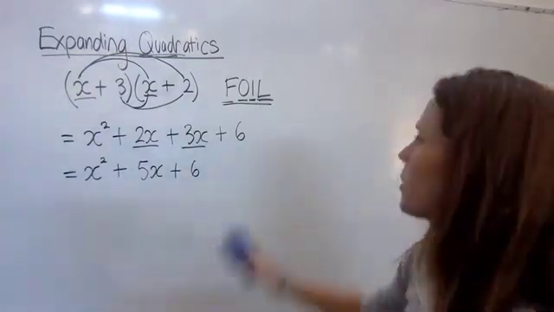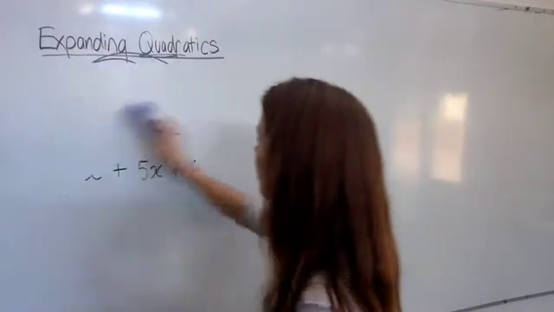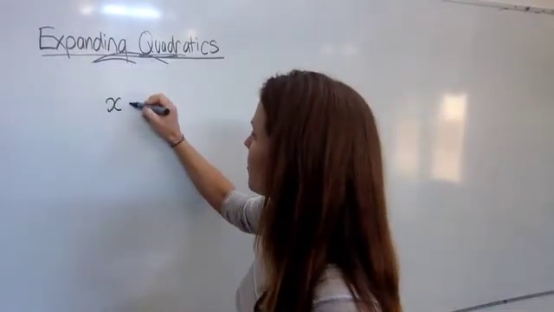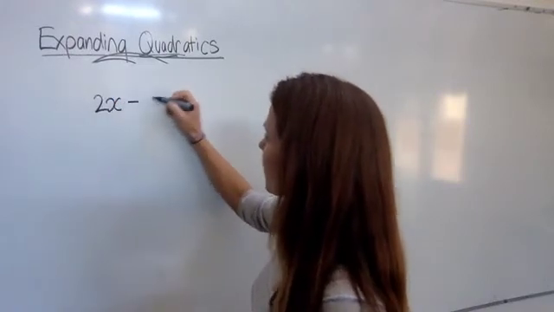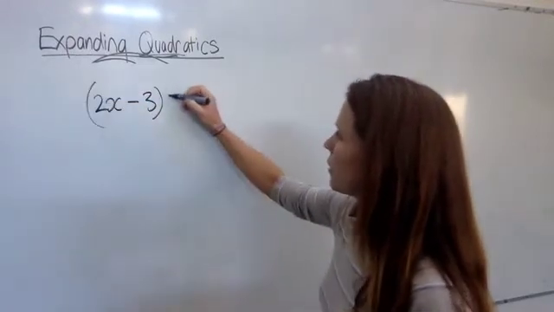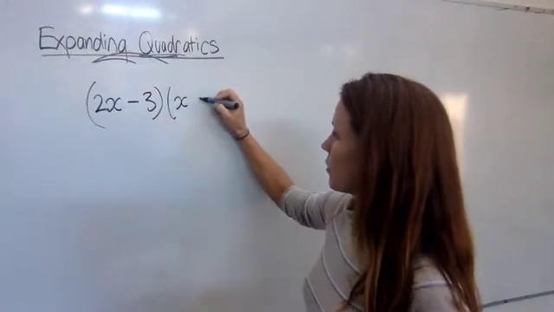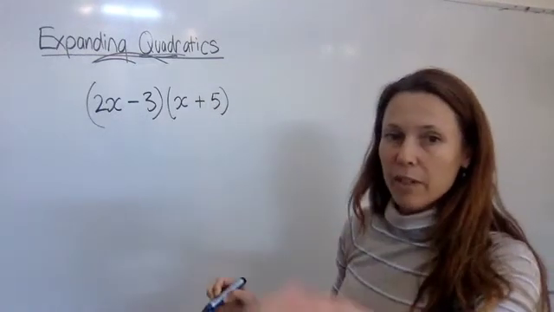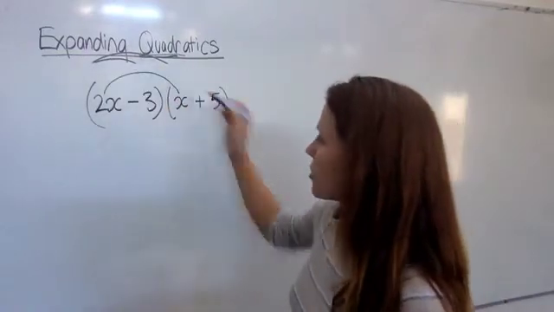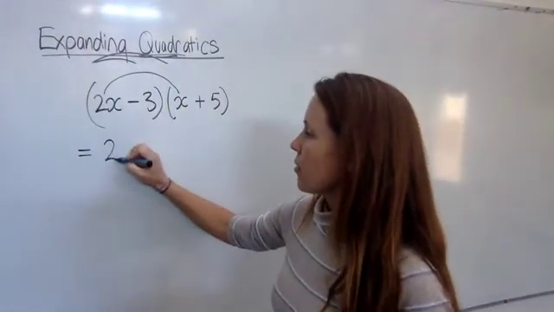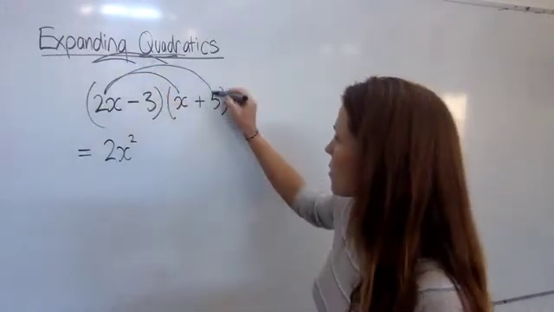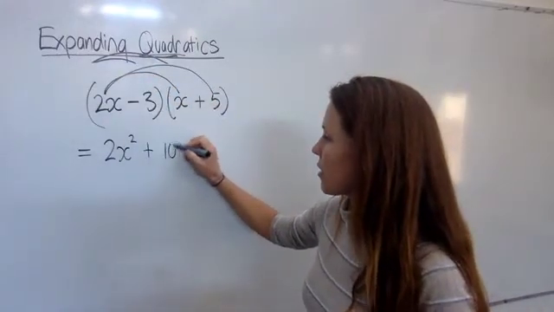Now to do one that's a little bit harder, let's include some negatives this time. Let's have x plus 5. All right, let's practice. First we need to do the firsts. That's 2x times x, which is 2x squared. Now the outsides is 2x times 5, which is 10x.